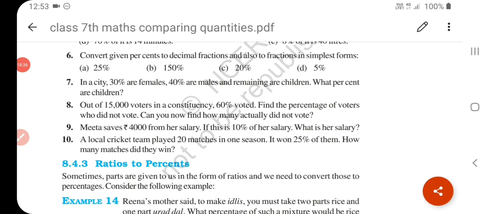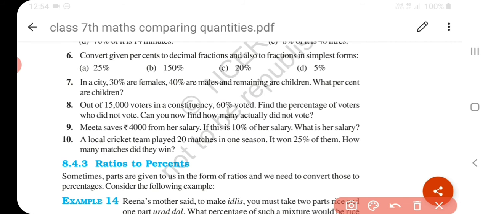Meeta saves rupees 400 from her salary. If this is 10% of her salary, what is her salary? See, you do not know her salary. Meeta saves, how much is she saving? 400 rupees. Understand. 400 rupees she saves, and if this is 10% of her salary, then what is her salary?